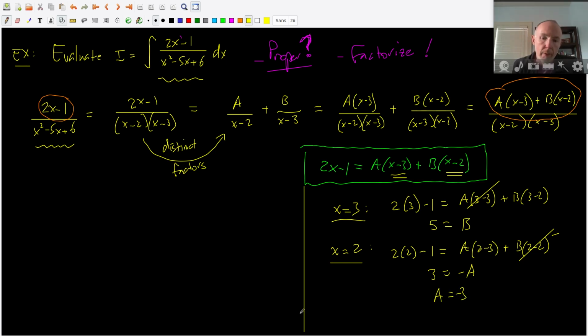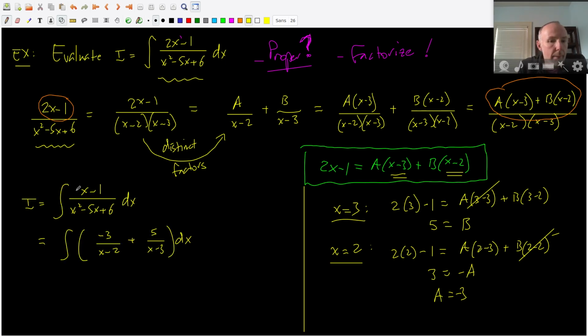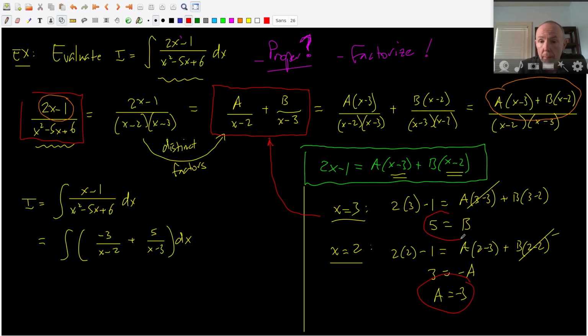And that is all we need, because that allows us to write down the original integral again. We simply replace the rational function that we had here with the partial fraction decomposition. That's what we built. So I'm taking this and replacing it with this, but we've got a specific choice for a and b. This is only true if a happens to be -3 and b is 5.